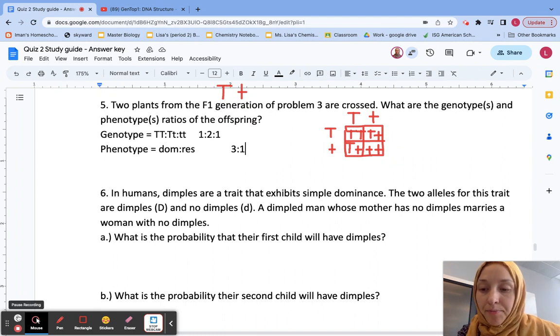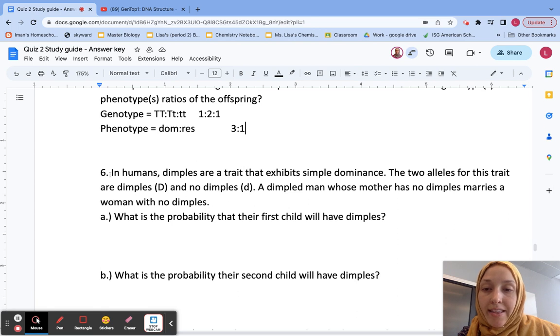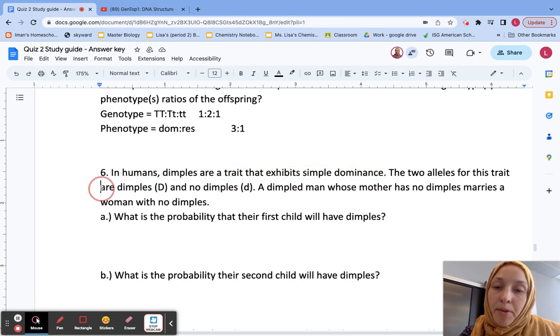Okay, let's move on. In humans, dimples are a trait that exhibits simple dominance. In all of these questions in the first few, they're all simple dominance or complete dominance, so we know we're going to have a dominant trait and a recessive trait. The 2 alleles for this trait are dimples and no dimples, and you can see that dimples is dominant and no dimples is recessive.